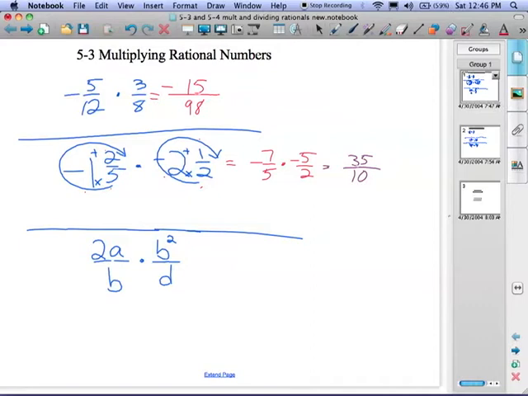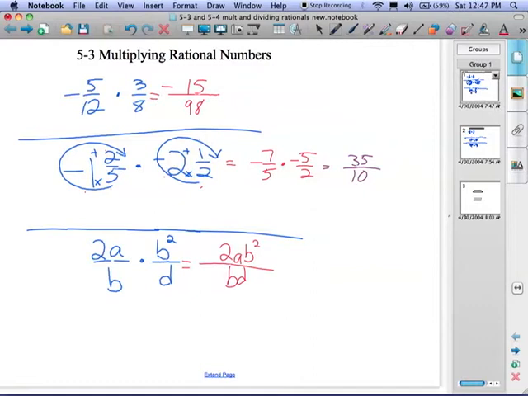So let's see how things change. So I have 2a over b times b squared over d. In this case, multiply across the top. 2a times b squared is 2ab squared. And on the bottom you have b times d, bd. Done.